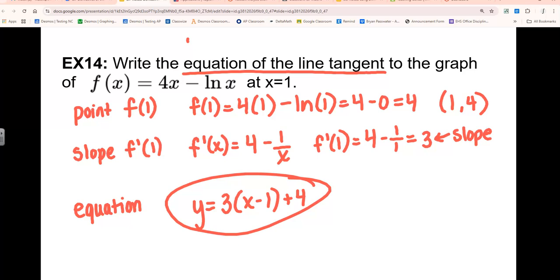So same process as tangent line like we were looking at on the FRQ this week. Just involves a natural log. Okay, I got us one more that we're going to do.